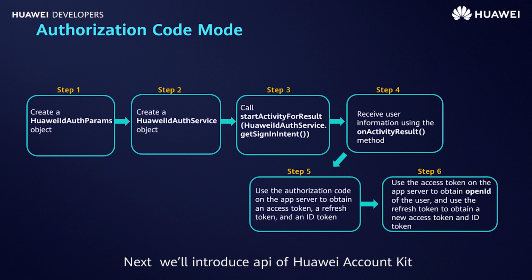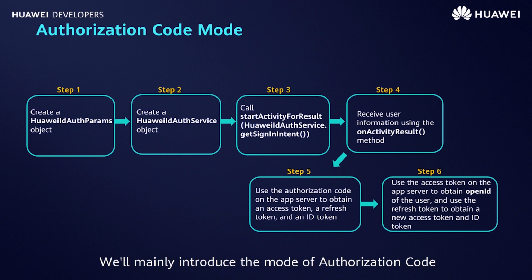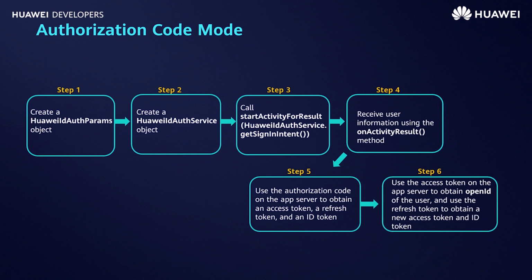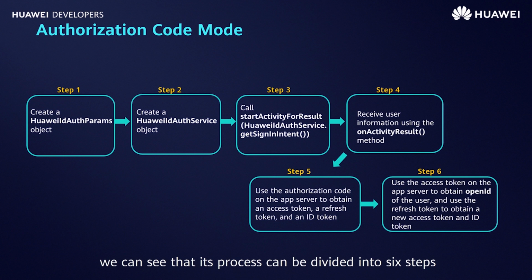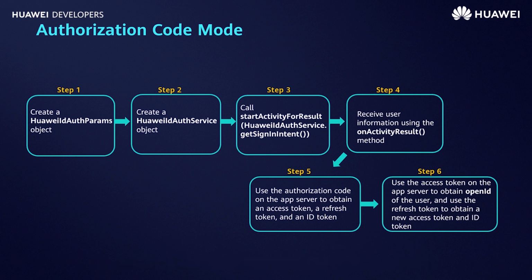Next, we will introduce the API of Huawei Account Kit. We will mainly introduce the authorization code mode. From the flow diagram, we can see that its process can be divided into 6 steps. Let's first go over the process simply. In the following code part, we will expand on the connection of each object.